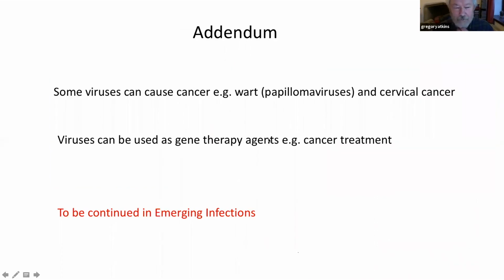All right, so just to finish off, I just mentioned that viruses, as well as being a thorough nuisance, can also be used. The research that I was involved in was using viruses as gene therapy agents, for example, in cancer treatment. Viruses can also cause cancer. That's why we have a vaccine against cervical cancer, which is a vaccine against papillomavirus. So they're involved in cancer as well, but I haven't got time to go into that. I'll take some questions now and we'll continue with emerging infections a bit.